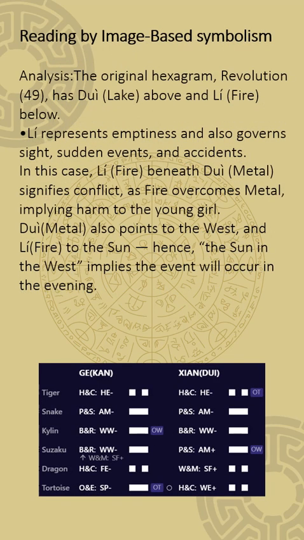Reading by image-based symbolism. Analysis. The original hexagram, Revolution, 49, has Dui, lake, above and Li, fire, below. Li represents emptiness and also governs sight, sudden events, and accidents. In this case, Li, fire, beneath Dui, metal, signifies conflict, as fire overcomes metal, implying harm to the young girl. Dui, metal, also points to the west, and Li, fire, to the sun. Hence, the sun in the west implies the event will occur in the evening.